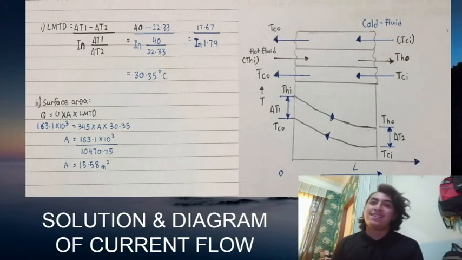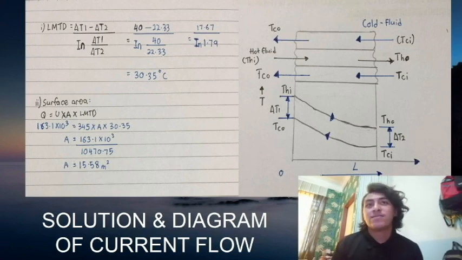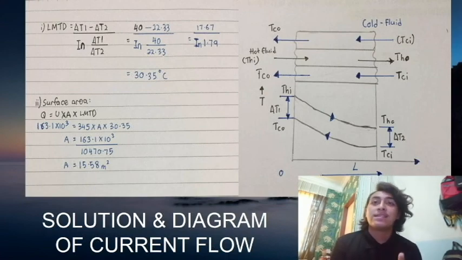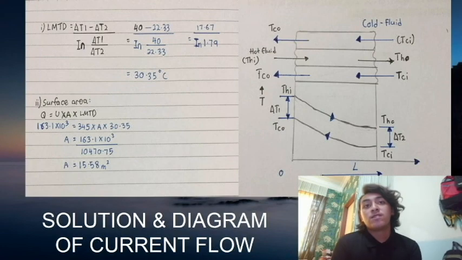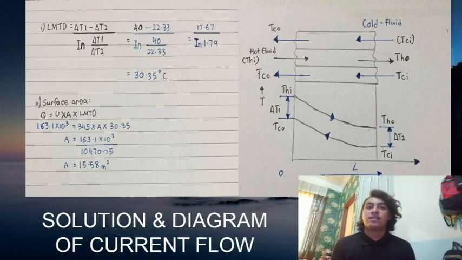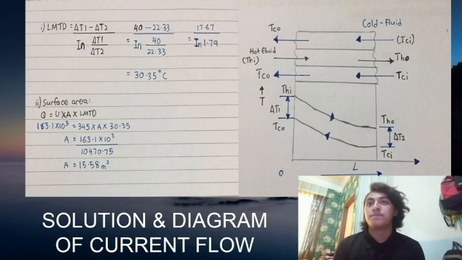Lastly is the solution and diagram of counterflow. As usual, LMTD can be found using the formula delta T1 minus delta T2, divided by ln delta T1 divided by delta T2, and I get the answer 30.35 Celsius degree. The second question is surface area. Use the formula Q equals U multiply A multiply LMTD, and I get the answer 15.58 m square. Okay, that's all for this calculation that I present today.